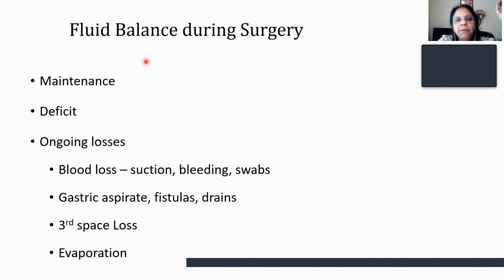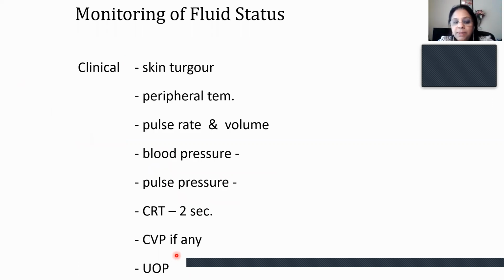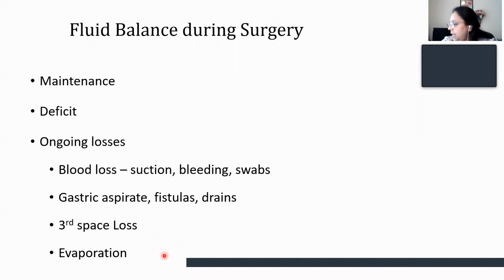Some people mention urine output for fluid balance during surgery. That is not to be replaced. That's the way you know you are giving enough. It is not to be given unless it is very high. For example, in neurosurgery, if you have given mannitol or something and the patient is passing a lot of urine for that reason, then it has to be replaced, but otherwise it doesn't need to be replaced. That's the way we know the fluid balance is right.